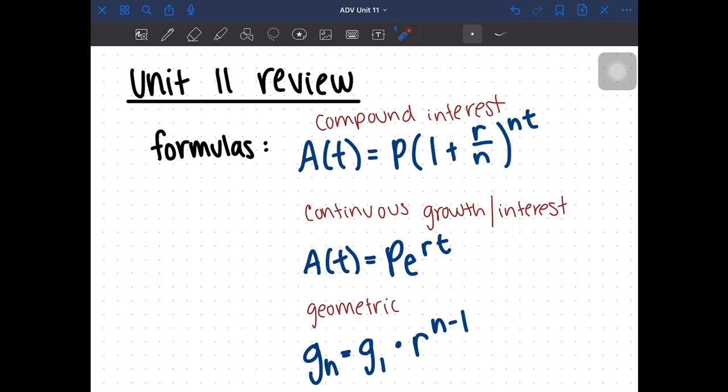Now, if you have continuous growth or continuous interest, it is happening on the dot, second by second. So that means we're going to use P e to the rt. I like to think about this as PERT. I know it sounds weird, but that's how I remember it.